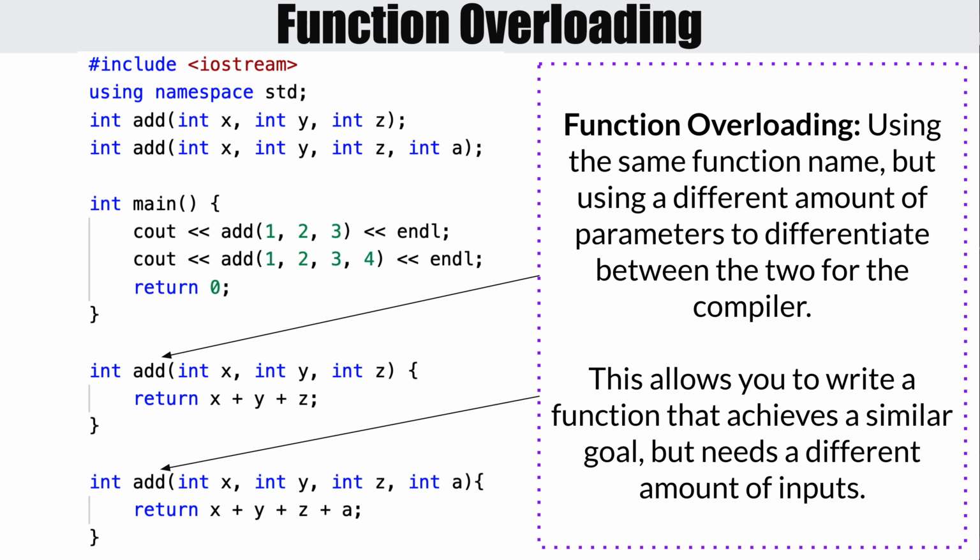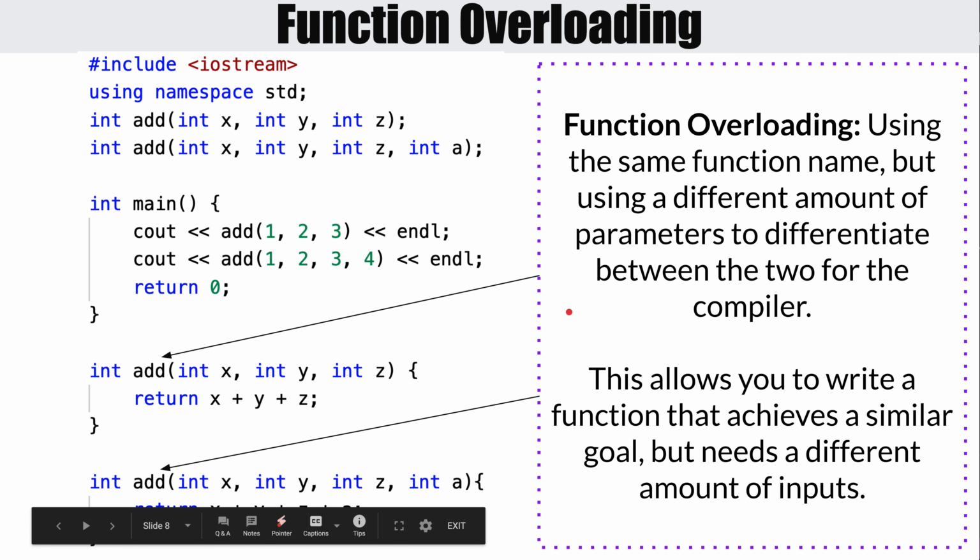Function overloading, okay? I think this might actually be our last concept, or one of our last concepts. So function overloading is important, right? As you can start to see, it might be helpful to be able to use the same name for a function sometimes. So function overloading is using the same function name, but using a different amount of parameters to differentiate between the two for the compiler. This allows you to write a function that achieves a similar goal, but needs a different amount of inputs, okay?